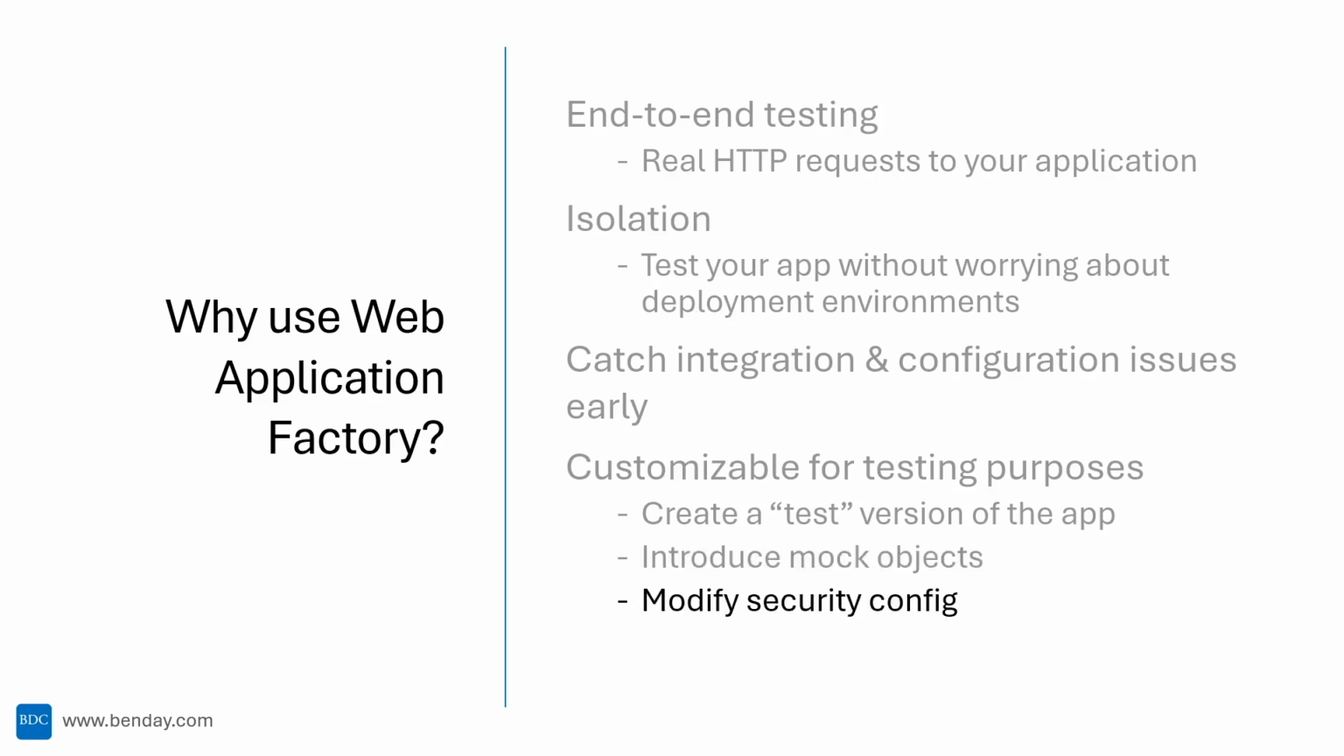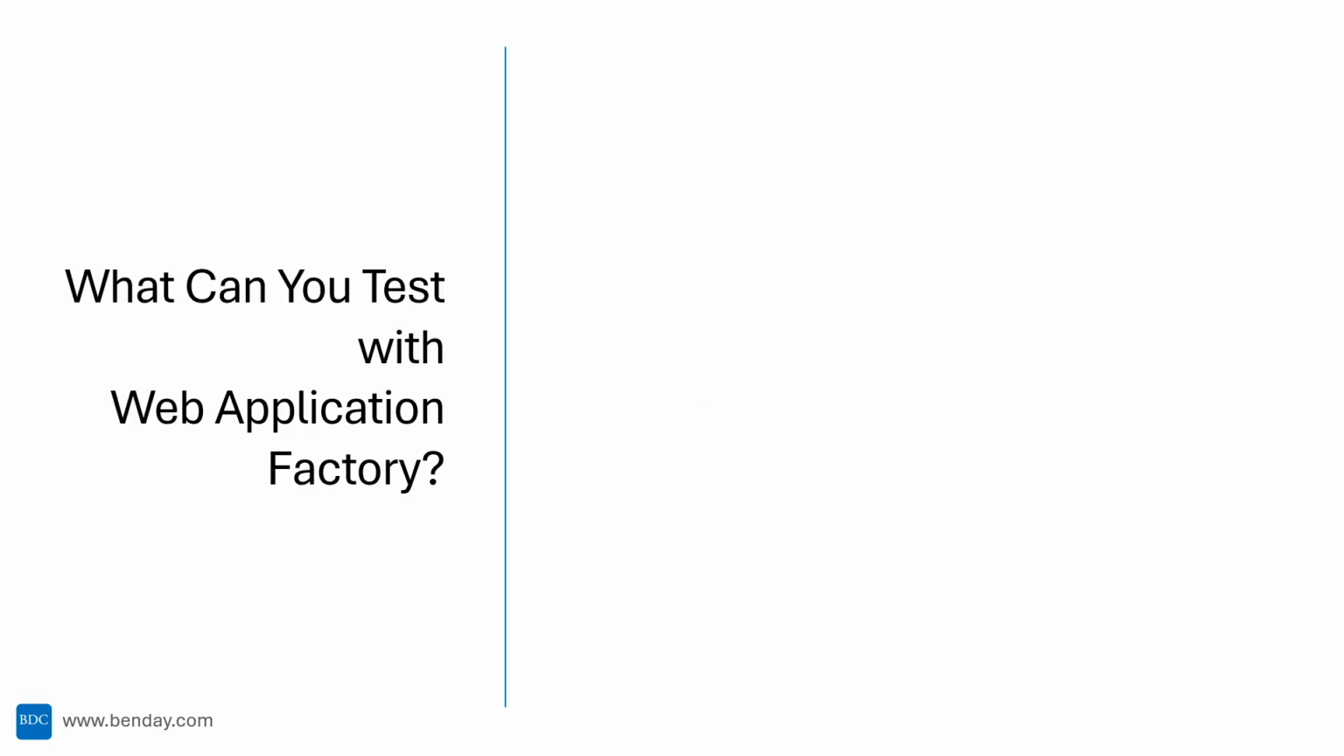Sometimes, for testing, I want to change the security config, simulate a bunch of different users without having to actually create and maintain accounts in Active Directory or Entra AAD or something, or just plain completely change the config settings for the app. Any of these test time configurations are possible using Web Application Factory. So just to spell it all out, what can you actually test with Web Application Factory? Answer: pretty much anything from ASP.NET Core.